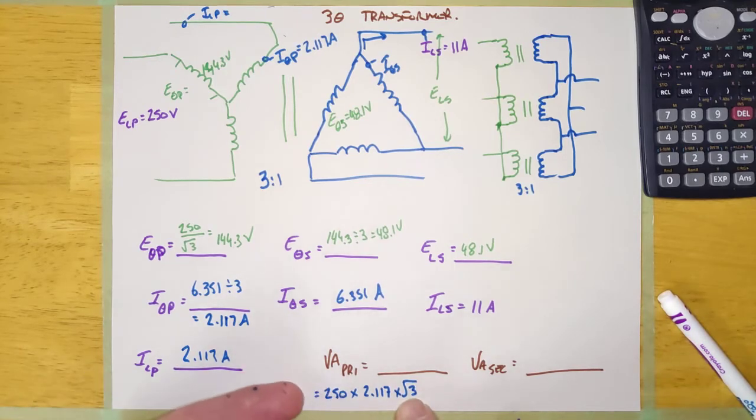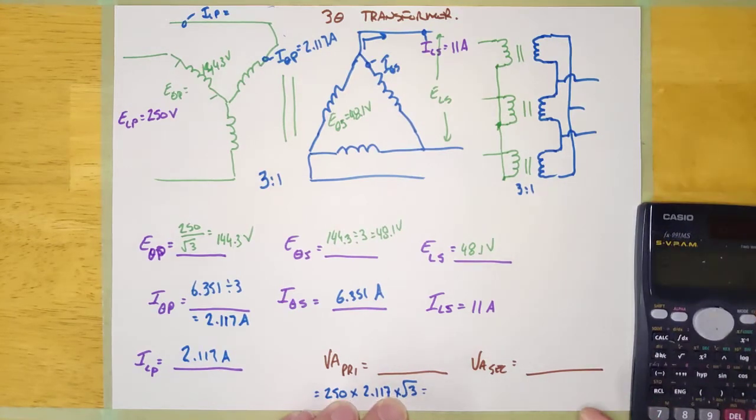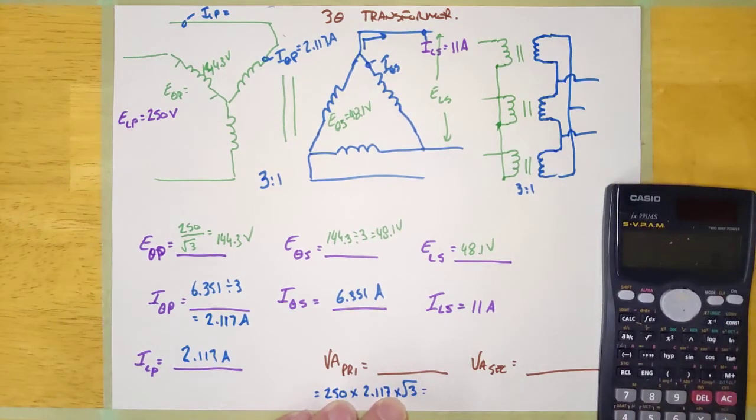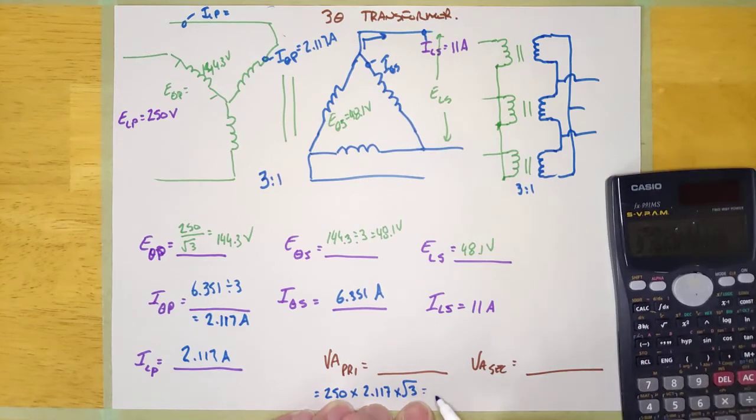And we could have used phase values, okay? We'd get the same numbers. In fact, if you want to try it, you can, okay? So 250 times 2.117 times root 3, okay? Looks like the VA for this guy is 916.7 volt amps, all right? And that's on the primary side.